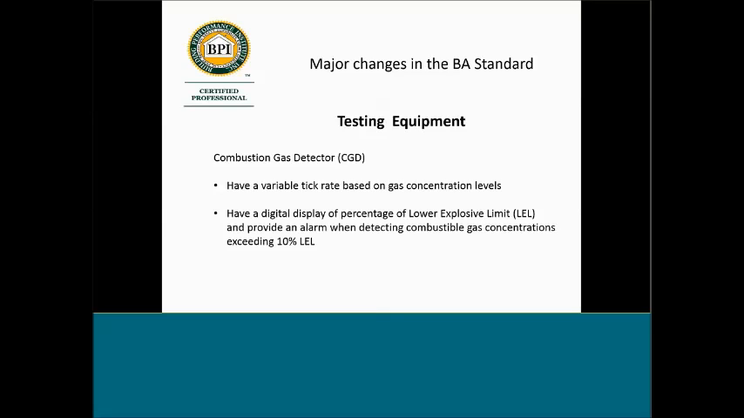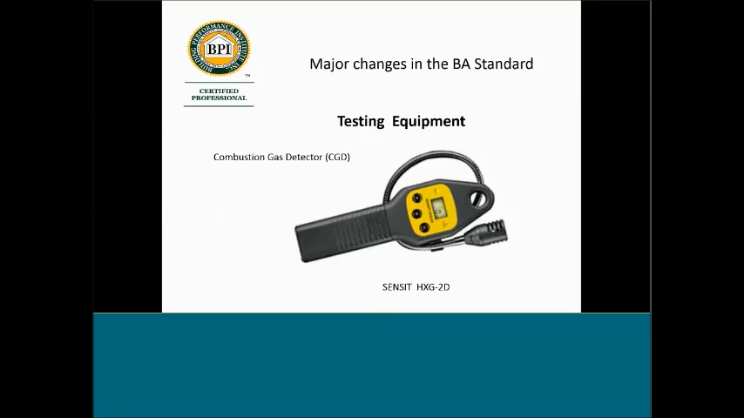Why they had to go that route, I'm not quite sure, but it just means that there aren't many of those products available on the market. One I did find out there is by Sensit, the Sensit HXG2D gas tester detector. This runs around $350 to $375, but that is available on the market. But it's the only one I found so far that meets the requirements that BPI listed.